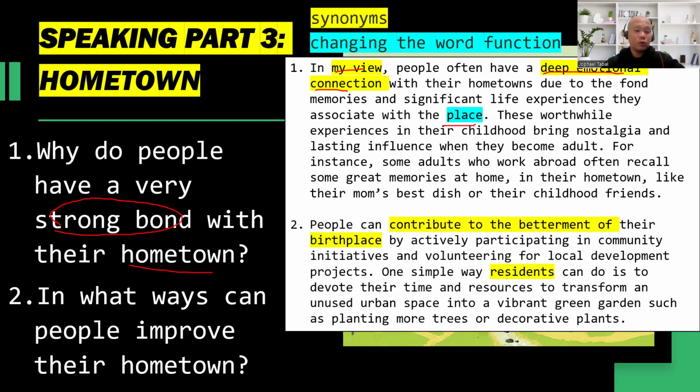Question number two: in what ways can people improve their hometown? So for paraphrasing here, we have "contribute to the betterment of their birthplace," okay? So hometown, all right? And betterment, that's a synonym for the word improve. And "residents," okay, a synonym for people in their hometown.